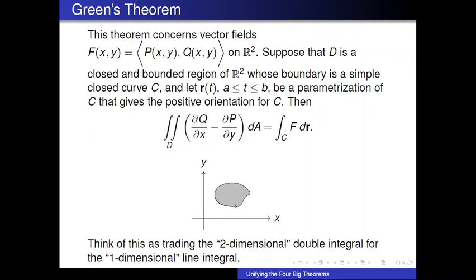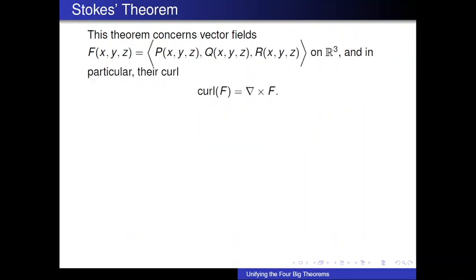Okay, and then I think something that we saw in a lecture maybe last week was that Green's theorem was really just a special case of what we call Stokes' theorem. And so this theorem concerns vector fields in three-dimensional space, and in particular, it's looking at their curl. So how do you get the curl of a vector field? Well, you take its component functions, and then you take this gradient vector operator and take the cross product of this gradient vector operator with f, okay?